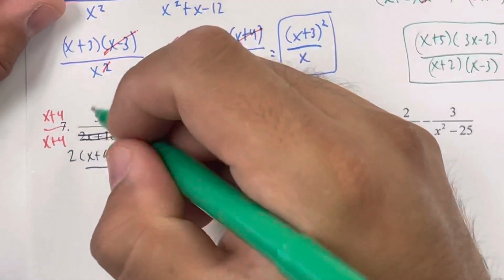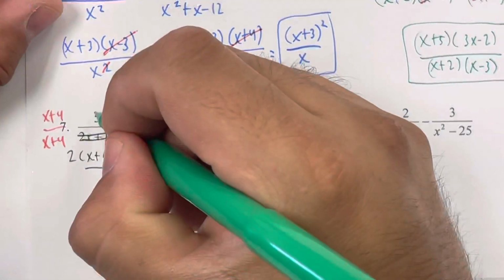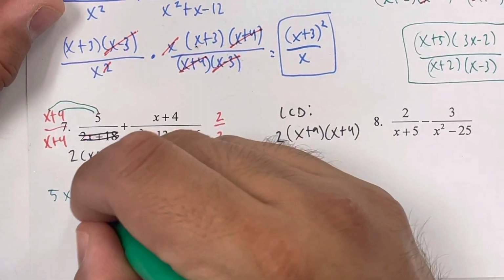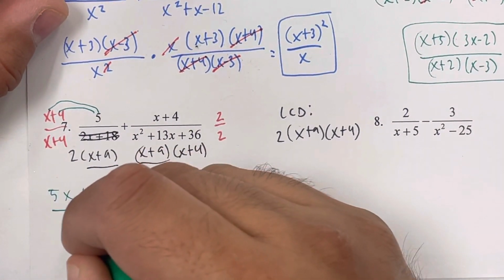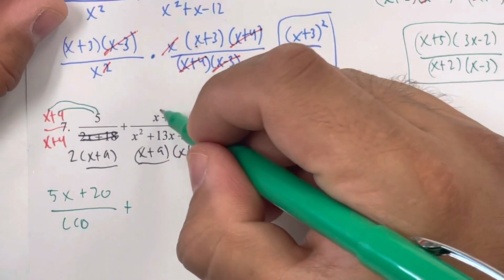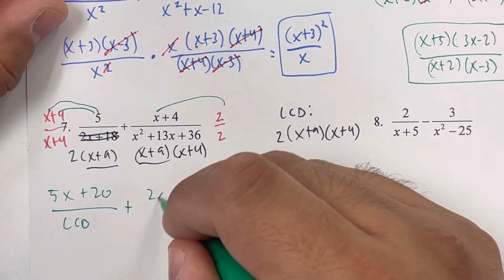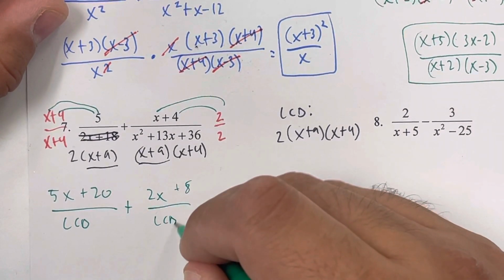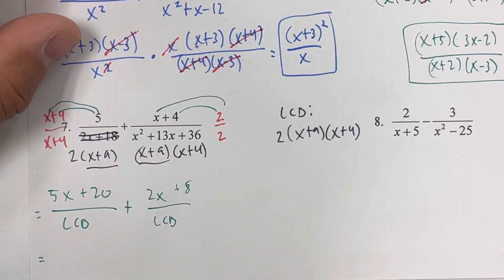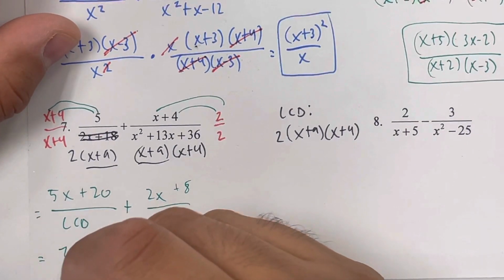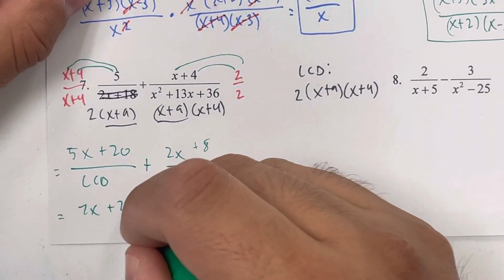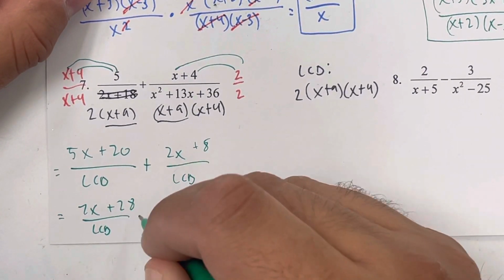So for this one, we're going to distribute. 5 times x is 5x. 5 times 4 is 20 over the LCD, plus x times 2 is 2x, and 2 times 4 is 8 over the LCD. Now I can combine my like terms. 5x plus 2x is 7x. 20 plus 8 is 28 over the LCD.